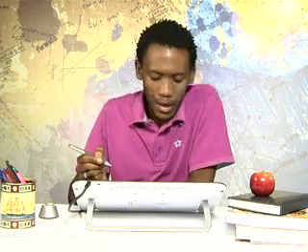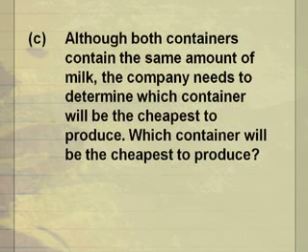Right. Third question says, although both containers contain the same amount of milk, the company needs to determine which container will be the cheapest to produce. Now, how you determine this is by actually checking the surface areas. Remember, we've already done that. So you check the surface area of the cylinder and you check the surface area of the rectangular box. And from your surface area that we've already done, you'll actually realize that the cylinder is the lesser one in amount. So this means for the company, the more viable option to go with is actually the cylinder. So pretty basic. That's it.